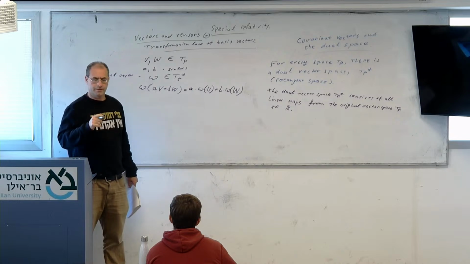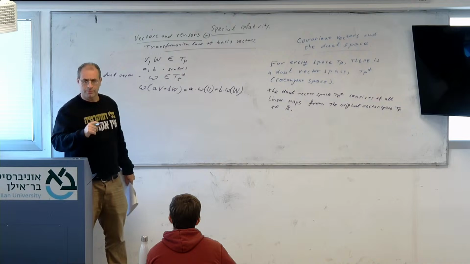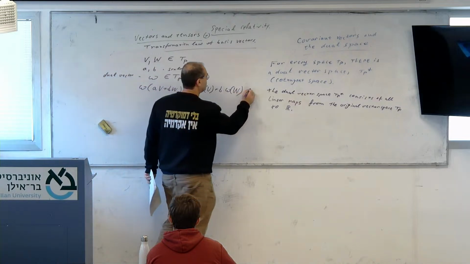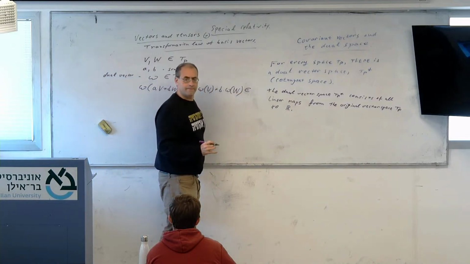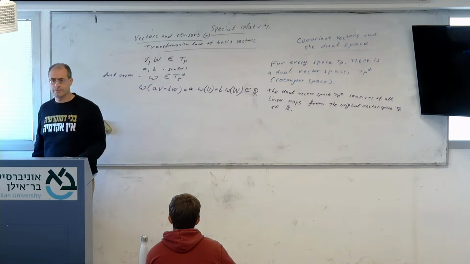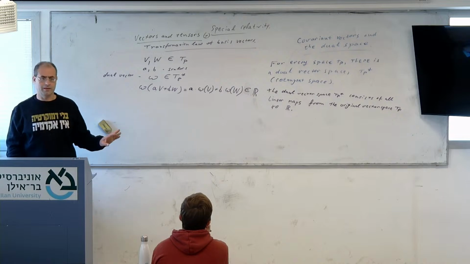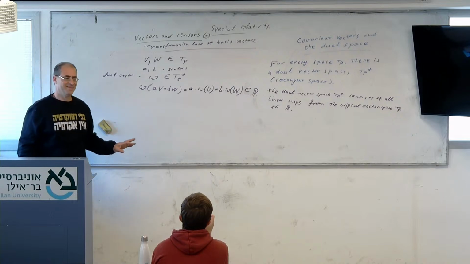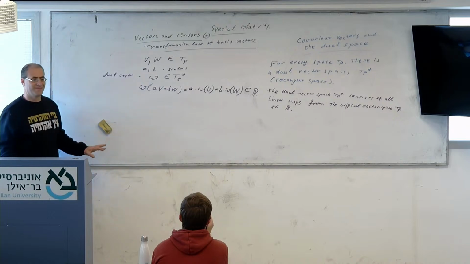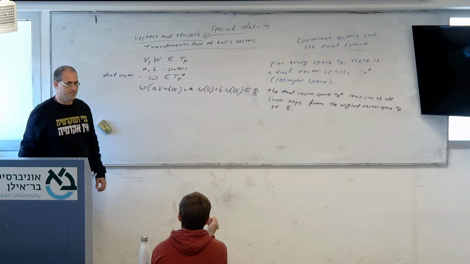Listen carefully to how I phrase it. It's omega that acts on, and that gives me a real number that belongs to R. You look totally unhappy. The dimension of those spaces has to be the same as the dimension of the original space? Yes.